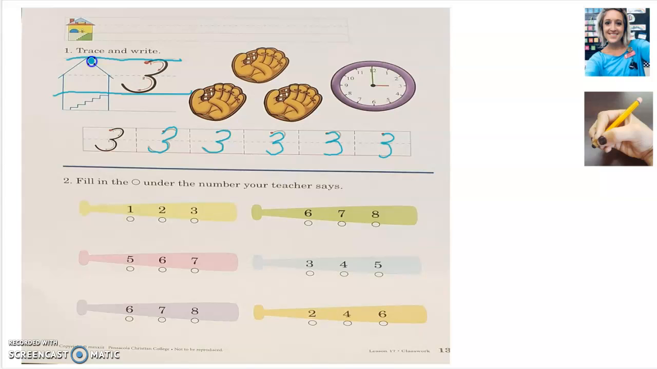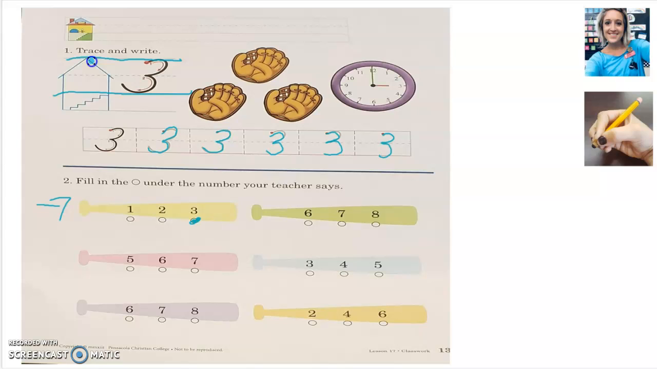So number 2 says, fill in the number your teacher says. All right. So fill in the number 3. The number 3. Look at this baseball bat right here. Which one is the number 3? Fill it in. This one, very good.